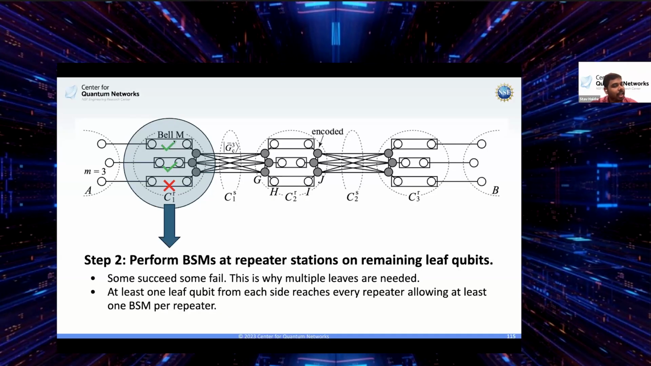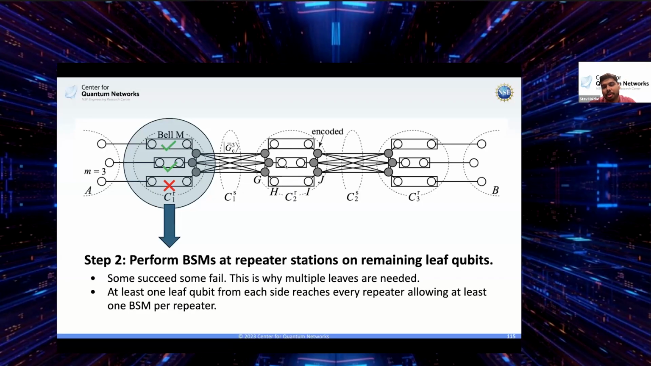As we mentioned earlier, for photons, a Bell state measurement is probabilistic, at most 50% successful. So some of these will succeed and some of these will fail. For example, here you see these 2 tick marks tell you that say these two succeeded, but the third one failed. Now, what you want is that at least one of the qubits out of these three should reach from the left and from the right. So for example, look at the center one.